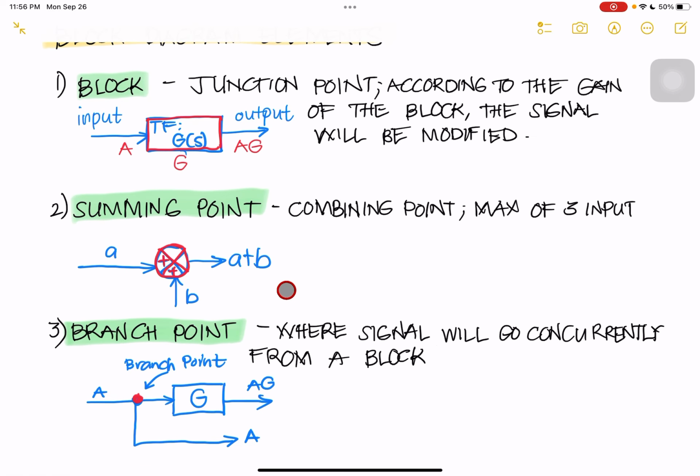Then, we have the branch point. The branch point is where the signal will go concurrently from a block. It's a point where a signal branches out. So, for example, we have signal A, and then we have a branch point from that signal A. Therefore, the signal at the branch is equal to the signal where it branched out from. So, for example, this is A, and we have A here. Okay?